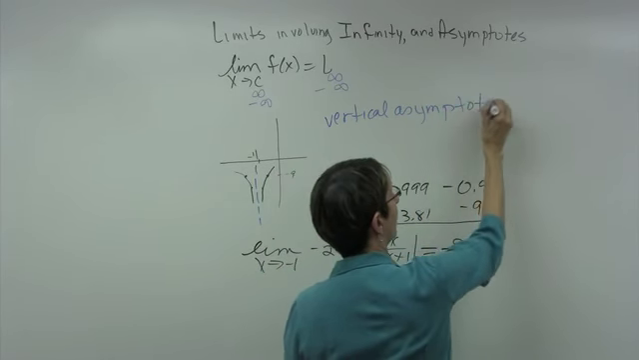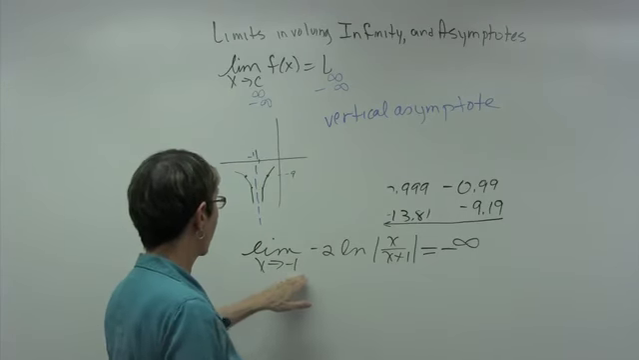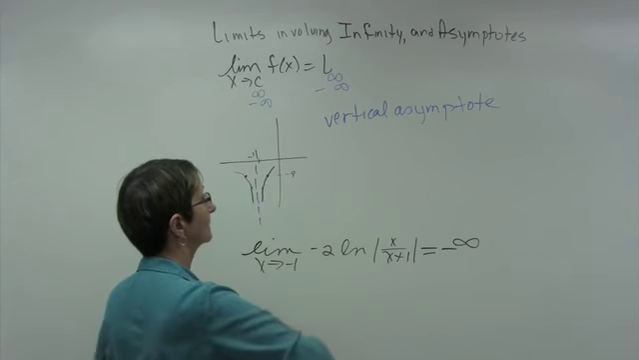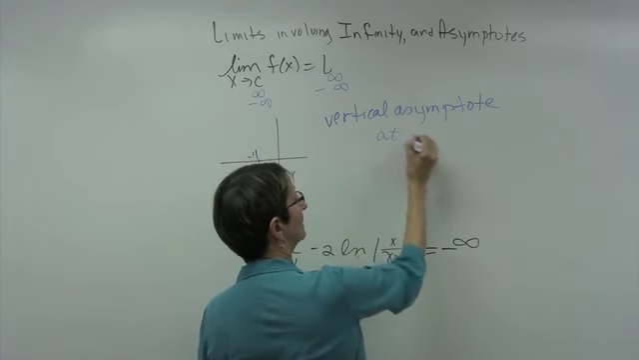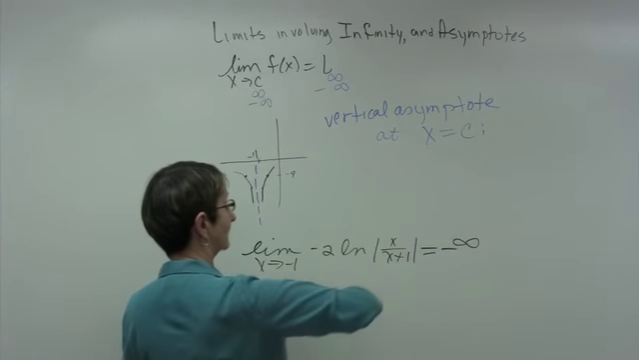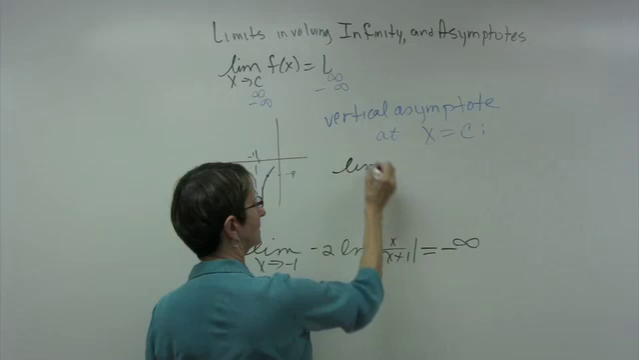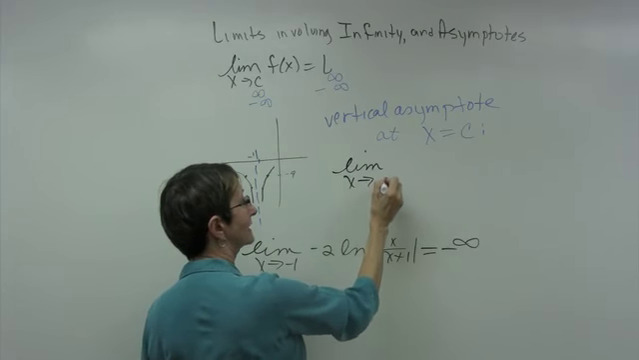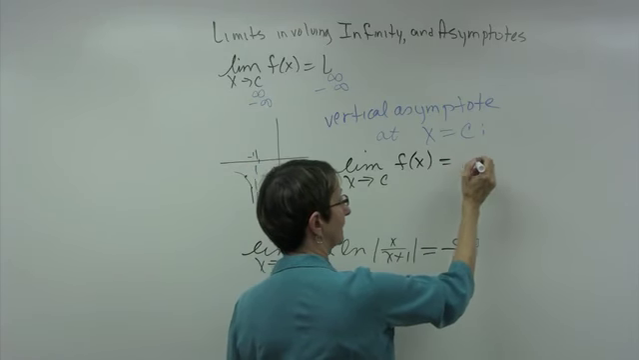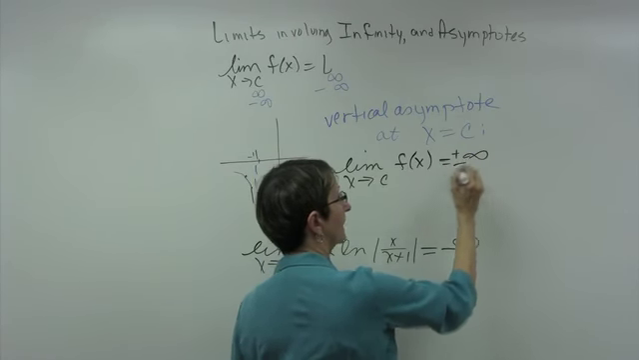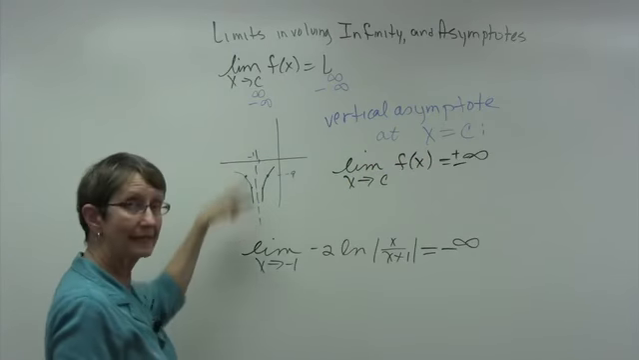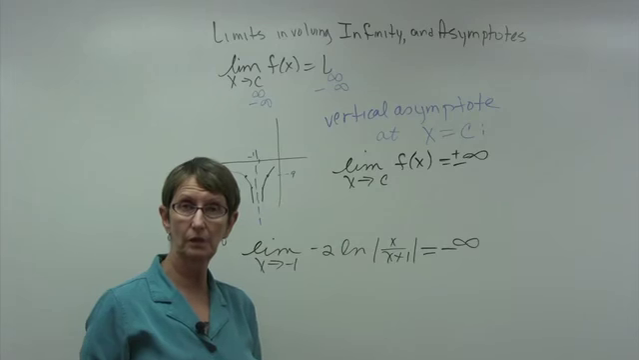And the definition of vertical asymptote looks a lot like the way we wrote this limit problem. The definition of a vertical asymptote at x equal to c is the limit as x approaches c of f of x, and it can equal either positive infinity or negative infinity. And that means at that point, whatever that c value is, I have a vertical asymptote.